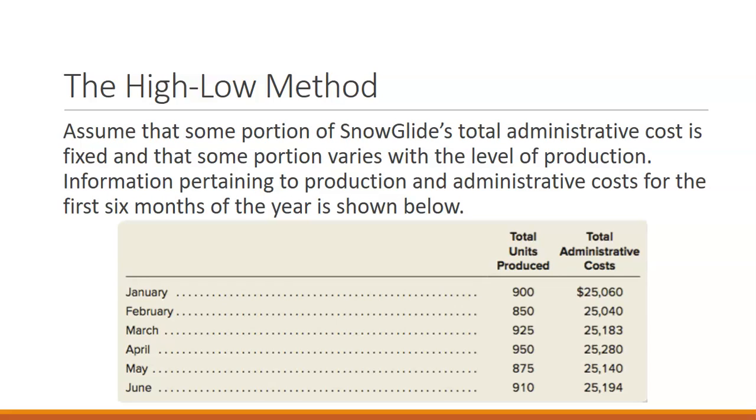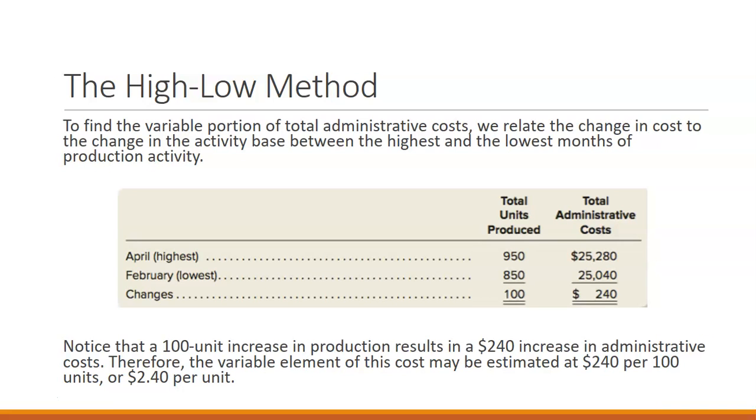So when we're looking at the high-low method, we look at a range of cost information. So we have total units produced in a month and what the total costs were for the month. For the high-low method, we take the highest and the lowest amount. So April is our highest, 950 units, $25,280 in costs. And February was our lowest with 850 units and $25,040 in costs.